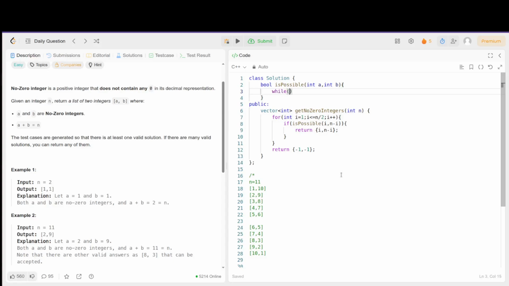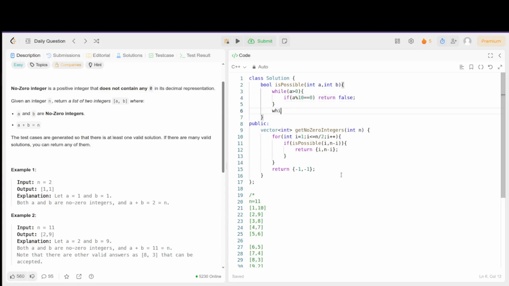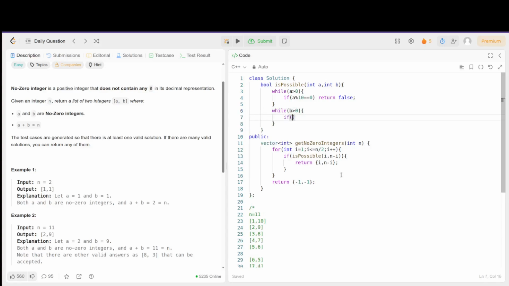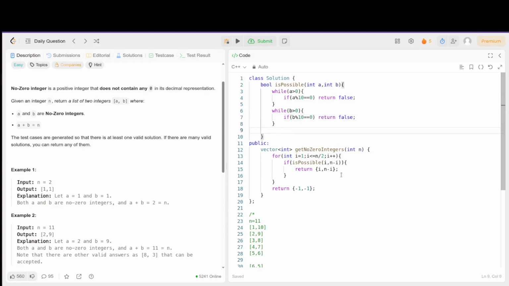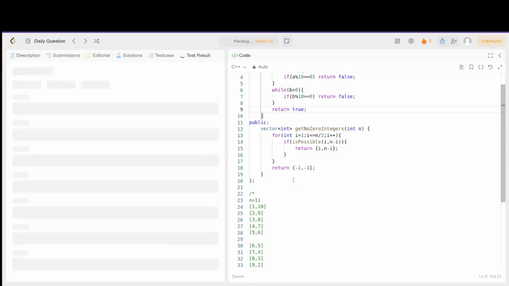So what we can do is iterate through the digits. If a modulo 10 equal to 0, that means it contains a 0, then we should simply return false. And the same for the other one: while b greater than 0, if b modulo 10 equal to 0, then also return false. If both numbers do not contain 0, we should return true. Now let's check it for the sample test case.